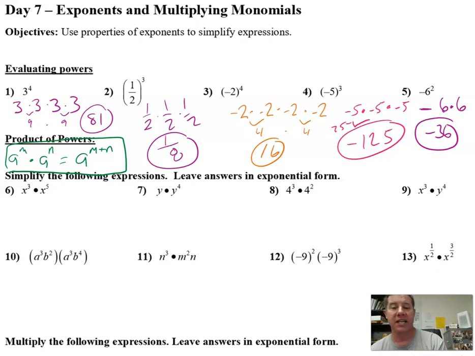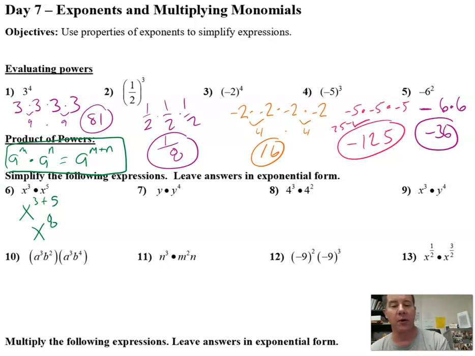So on number 6 here, x to the 3rd times x to the 5th, my base stays the same, and I'm just going to add exponents. And this becomes x to the 8th. If I was unsure, I could write that out as x times x times x times x times x times x times x times x, and I'll see that I'd get x to the 8th when I write it out long ways. When in doubt, write it out is a good saying that you can use.